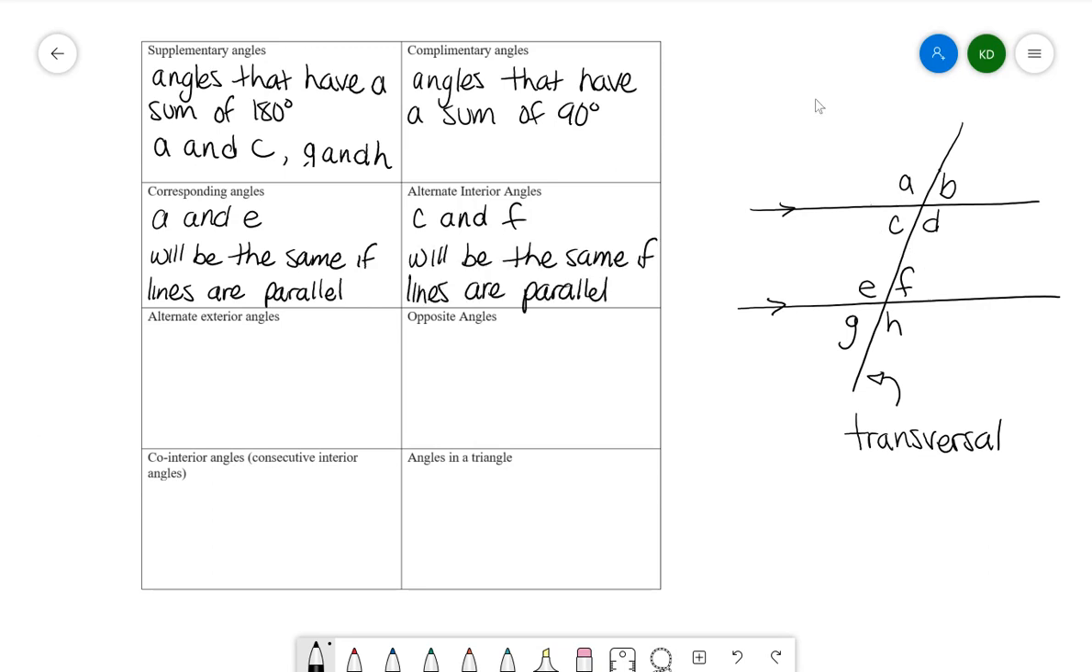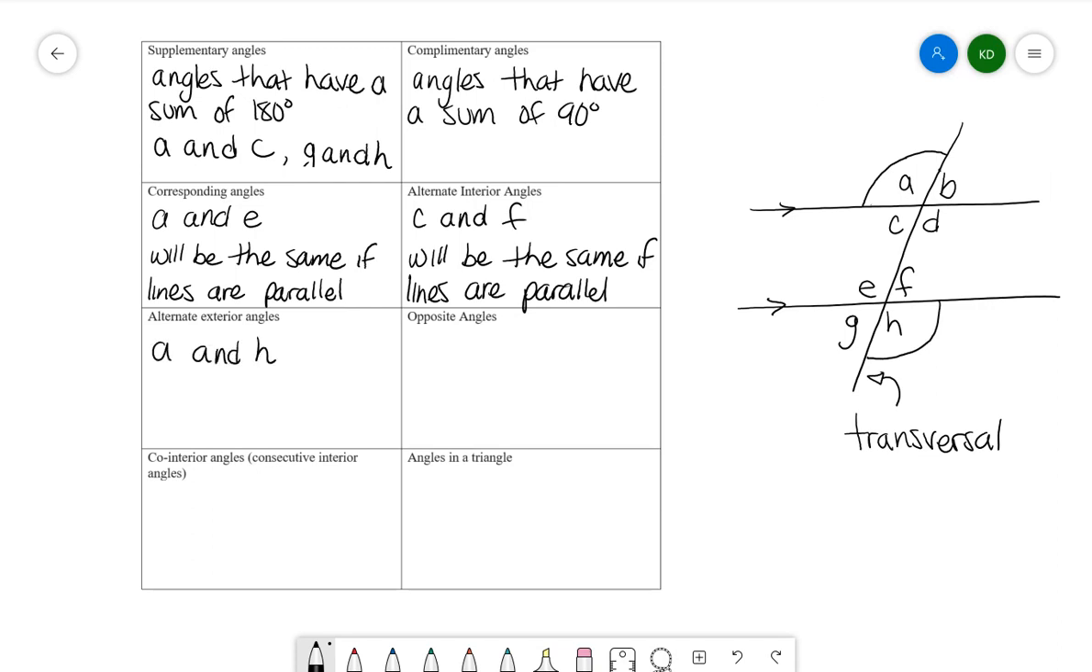Next, let's talk about alternate exterior angles. What we could probably guess is where they are. Again, they're going to be on the exterior, so we're looking at A, B, G, and H, and they're going to be on alternate sides of the transversal. An example of this would be A and H.